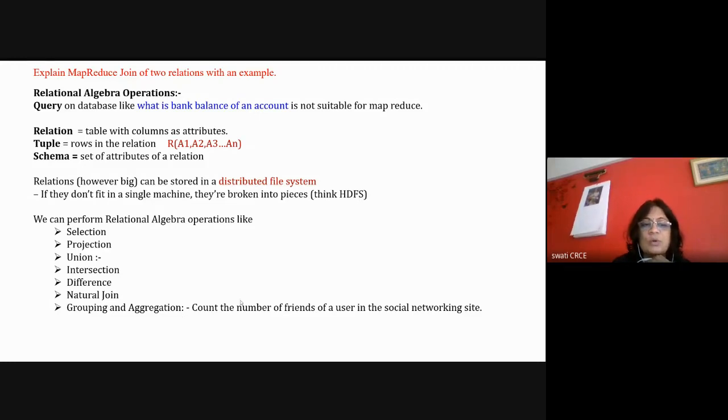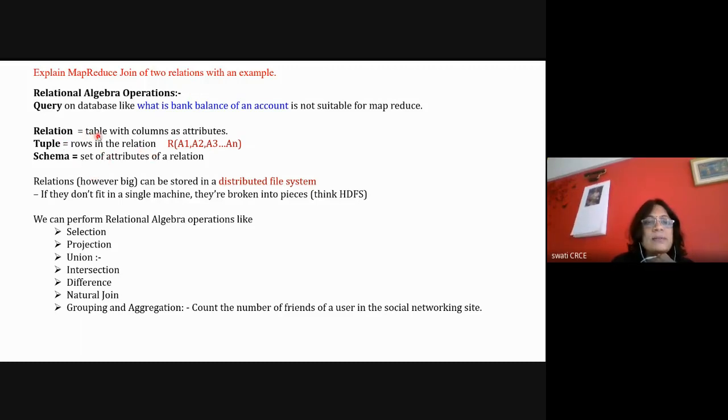It is not suitable for that, but it is suitable for other kinds of activities. Suppose you want to count the number of friends of a user on a social networking site like Facebook. Whenever you visit the site, you see the total number of friends for your account. Or suppose you visit your friend's profile, then you will be able to see the common friends between these two users. For such queries, we select the MapReduce operation to perform.